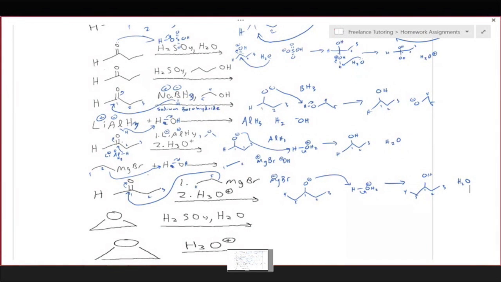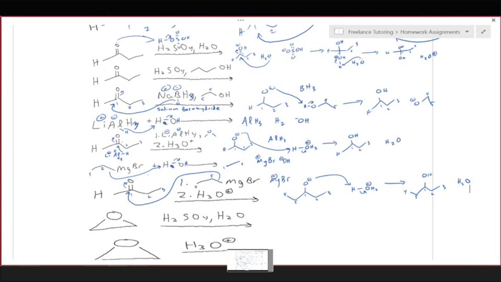Okay, very good. So what role did the Grignard play in this reaction? Nucleophile, which is kind of what it's intended to do. Now, what was the solvent in the second step? The water.